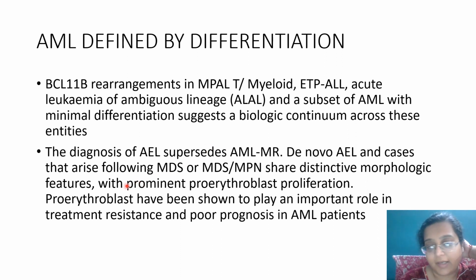De novo AEL and cases that arise after MDS share distinctive morphological features with prominent proerythroblastic proliferation. Fine, so this proerythroblast gives resistance to treatment, and you are labeling something like RARS, refractory cytopenia, refractory anemia, MDS-EB. No, it is AEL, treated as AEL even if it is not 80% erythroid blasts. If there is erythroid lineage blast, just treat it as AEL with dysplasia.